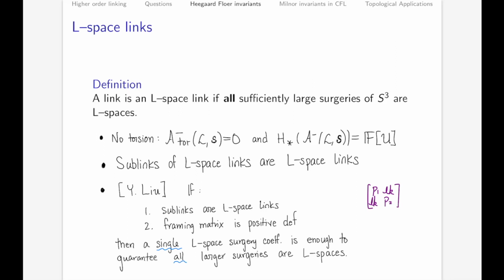If the framing matrix is positive definite and the sublinks are L-space links, then it works like the case for knots. If you have a single L-space surgery coefficient, meaning you take P1 and P2, and you do surgery and you get an L-space, then you can increase either or both of these. And all of those larger surgeries are still going to be L-spaces. And this is not too strong of a condition. For example, if your link is made out of unknots, then the sublinks are automatically going to be L-space links, or made out of unknots and trefoils. And then checking whether the framing matrix is positive definite is pretty easy too.